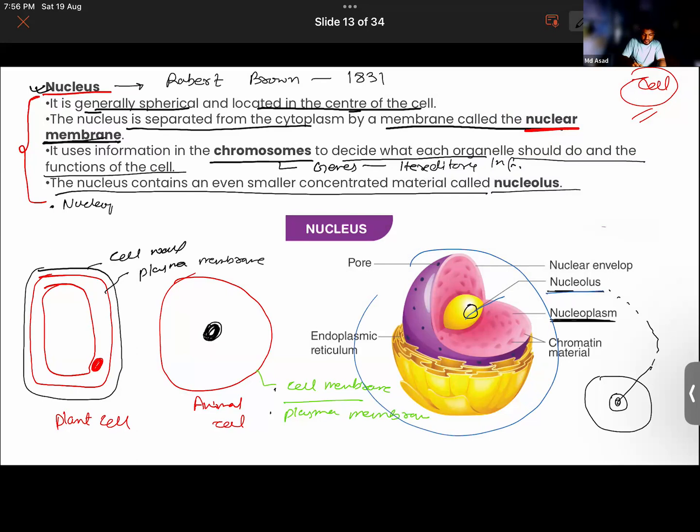Okay. So the question is, what is nucleoplasm? It is a dense fluid present between the nucleolus and the nuclear membrane. So in your notes, add this point as well.